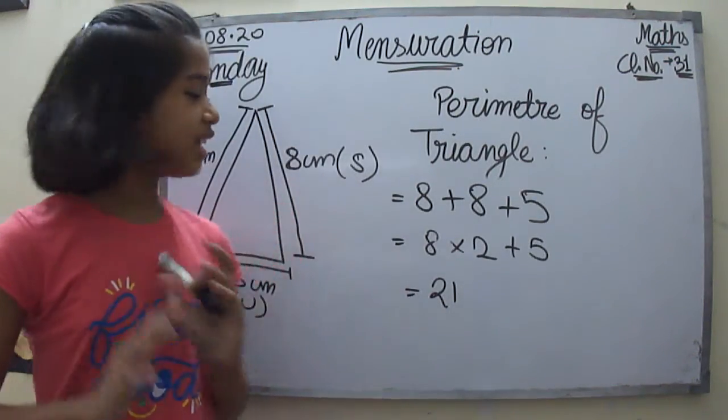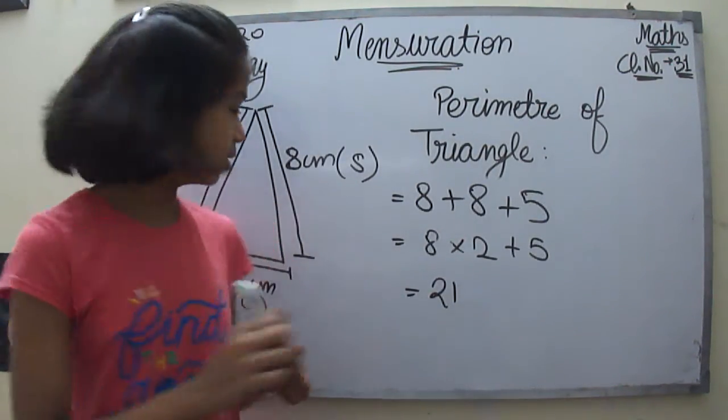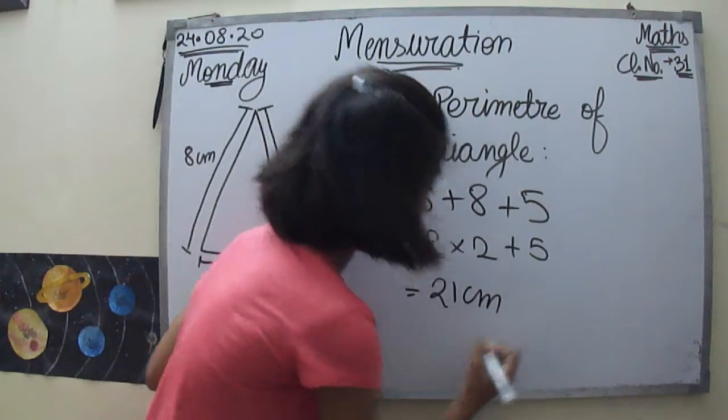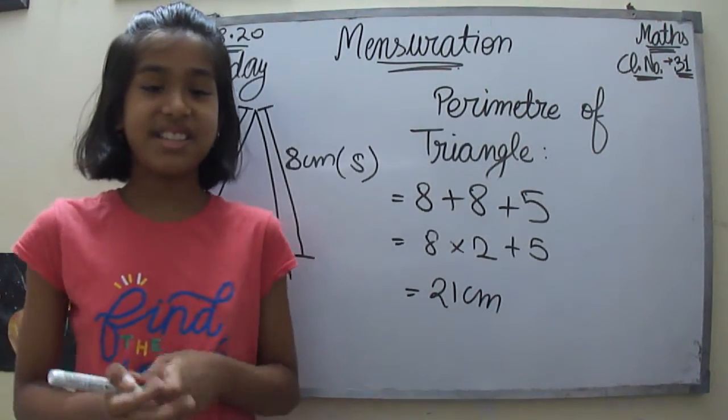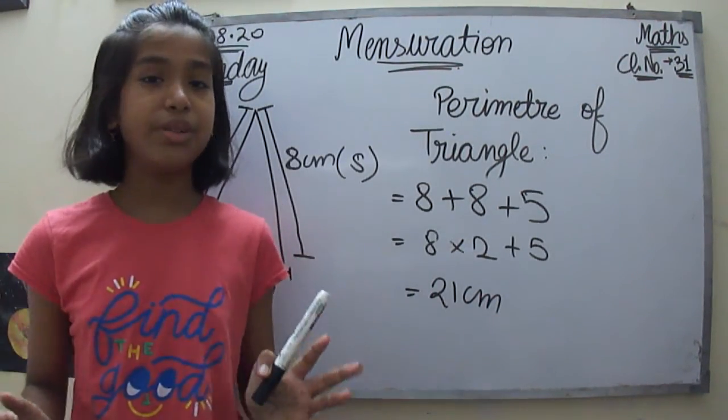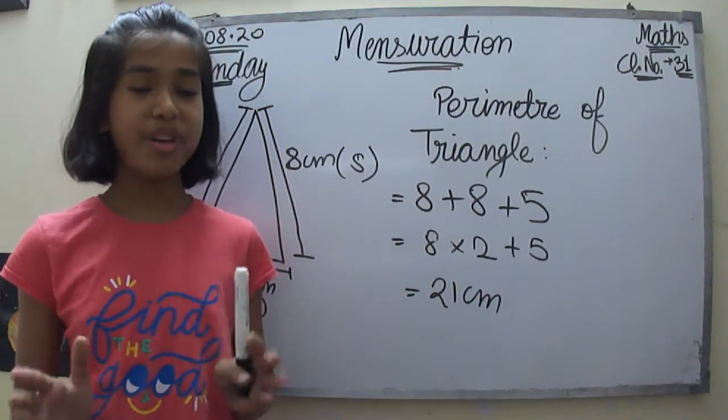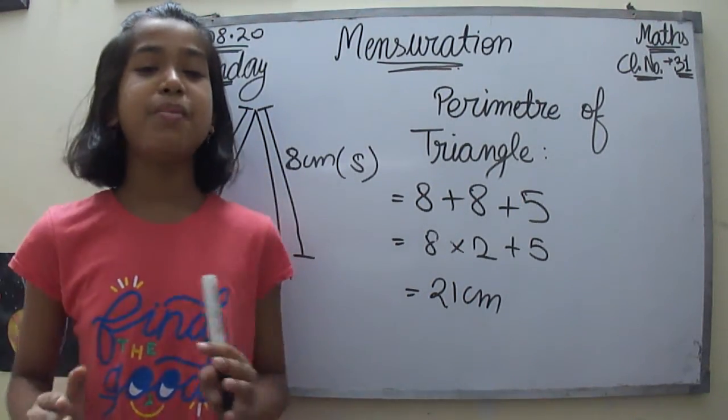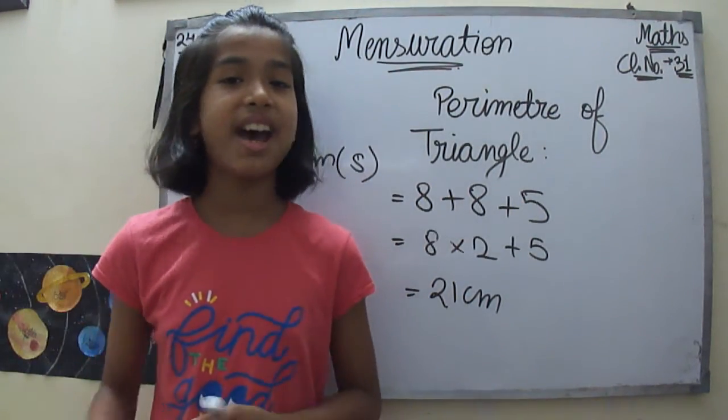So I think that this all is clear to you. Let me put the unit. Yes, and now it's time to move on to our last type of triangle, which is the scalene triangle.